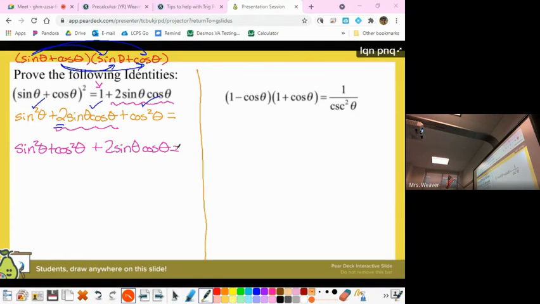Was that helpful? What do you see? What are you thinking? Zach, can you see anything? You look like you're thinking. What are you thinking? This is what we've got. This is what we want. Is there a way to get there? We want to keep this 2 sine theta cosine theta, so we don't want to touch that. Is there anything we can do with this?